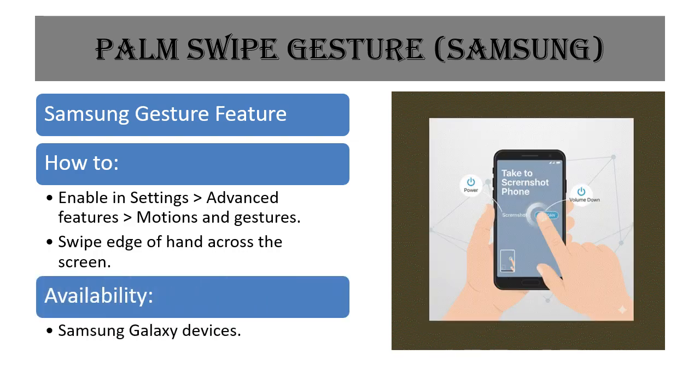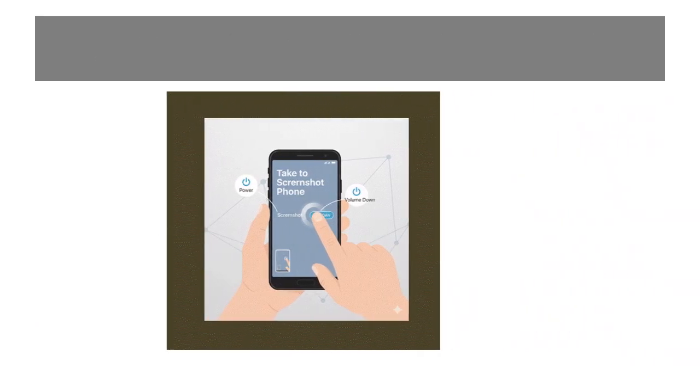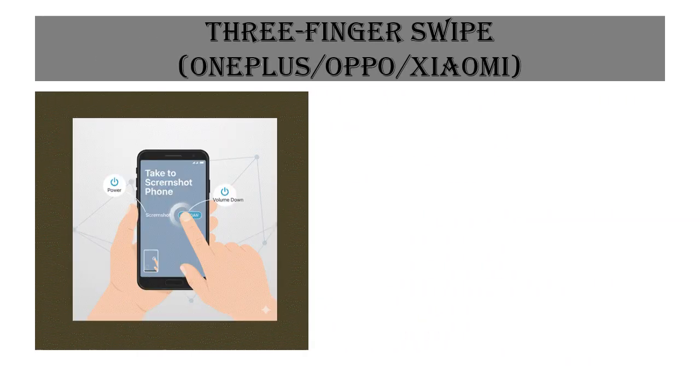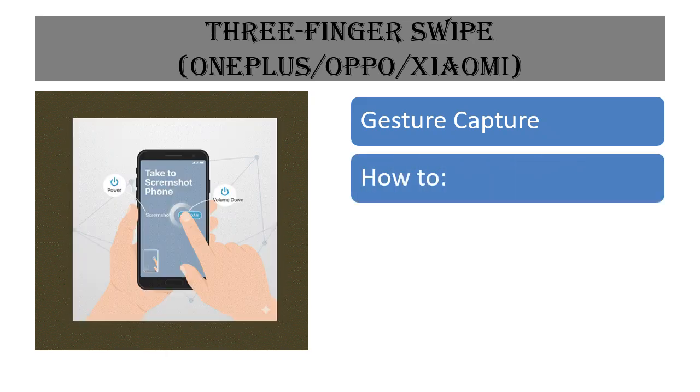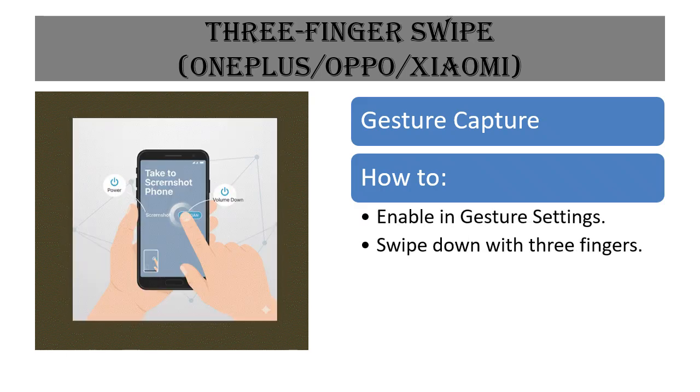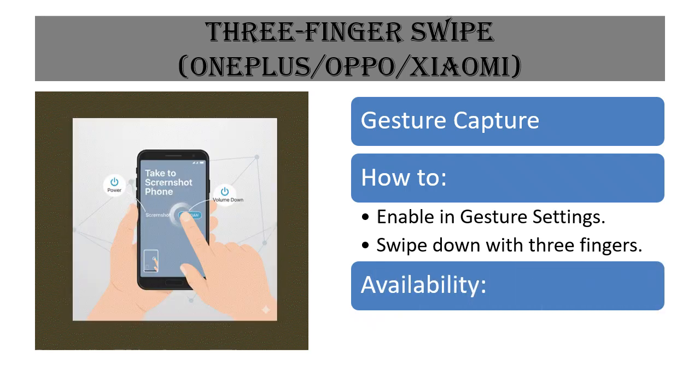3-finger swipe gesture, OnePlus, Oppo, Xiaomi. Some brands like OnePlus, Oppo, and Xiaomi offer a similar gesture. Enable it in your phone's gesture settings, then swipe down using 3 fingers to capture the screen. It's fast and intuitive once activated.